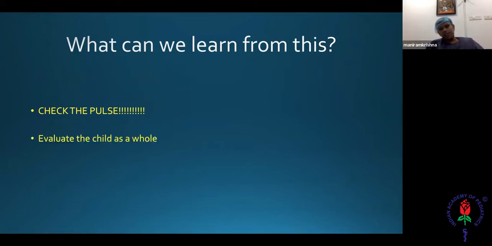So it's important to evaluate the child as a whole. Don't interpret only the ECG or only one available investigation. Try to evaluate the child as a whole. And as I mentioned, ventricular tachycardia is something very serious. And if you say the child is otherwise hemodynamically well, I think the first thing you have to do is revise your diagnosis of ventricular tachycardia.